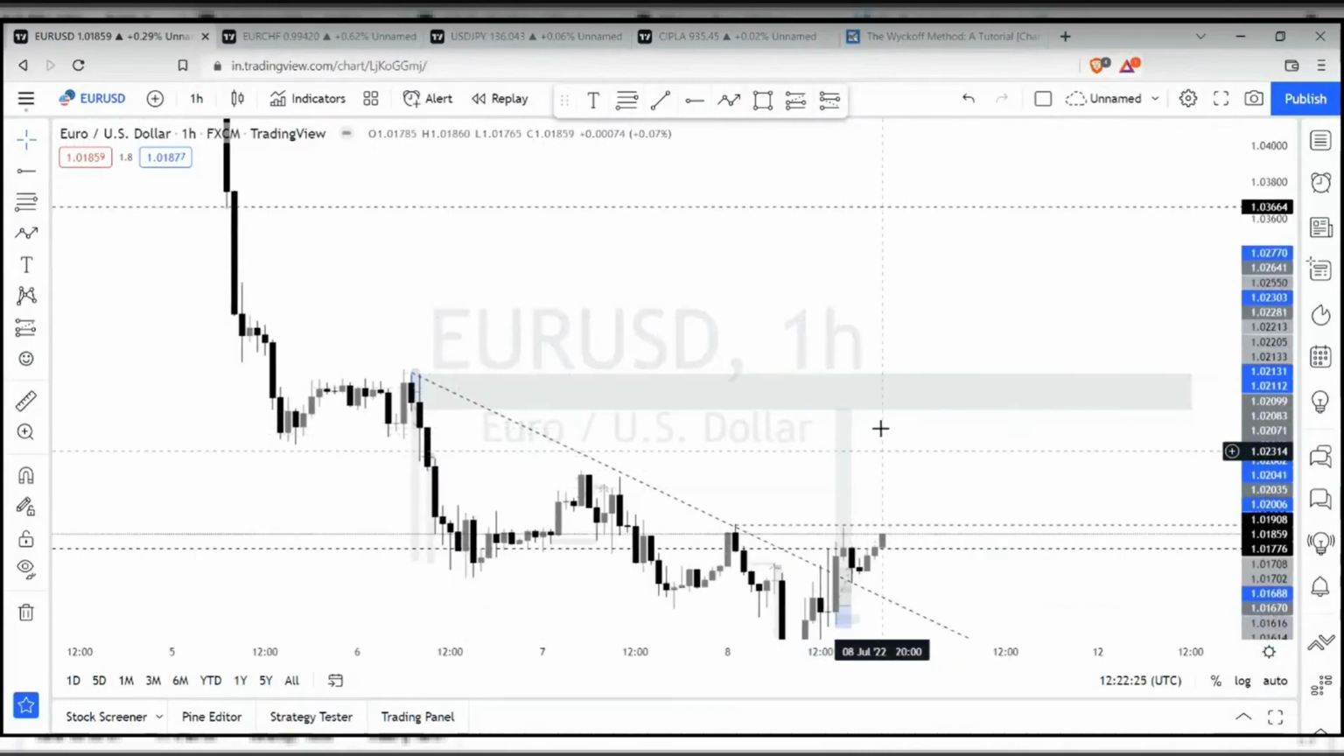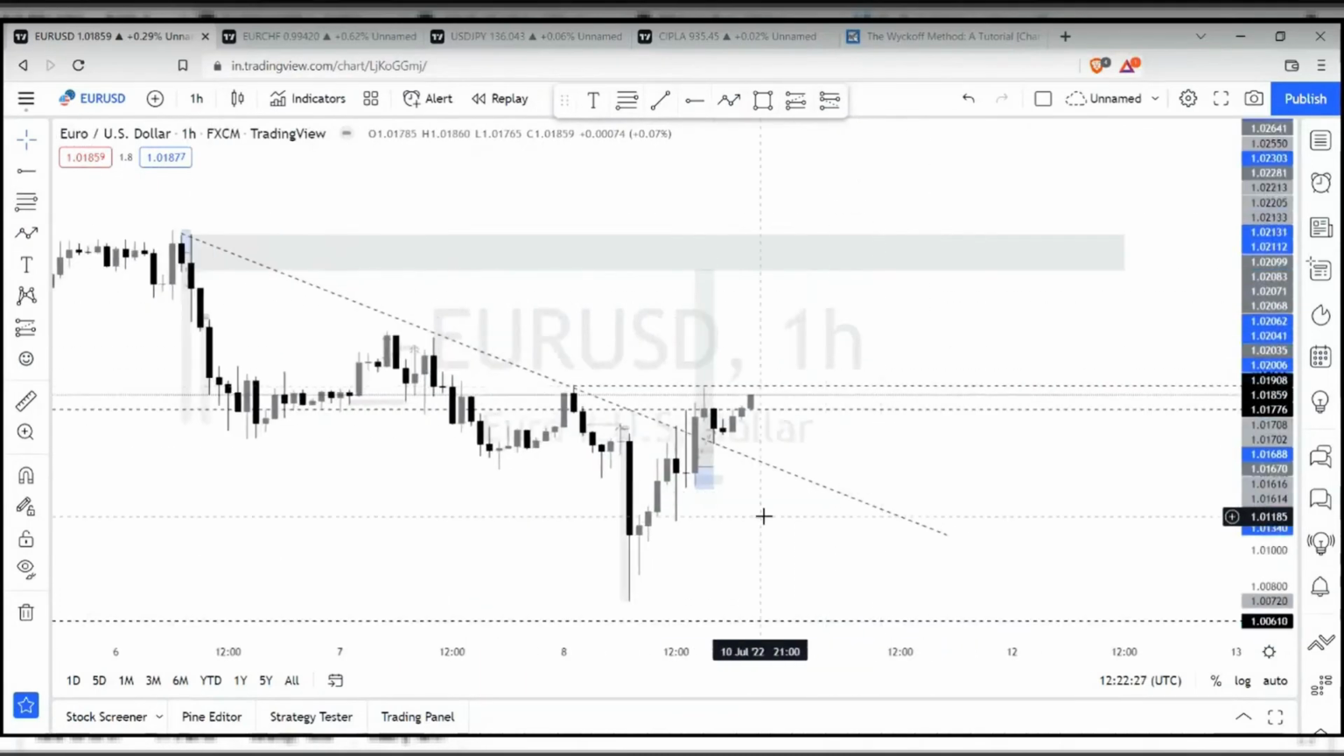So I had a buy. Unfortunately, I do not hold over the weekend, so I closed. I had a buy from here. So I already closed this, and I'll look for a buy opportunity if I get one again.